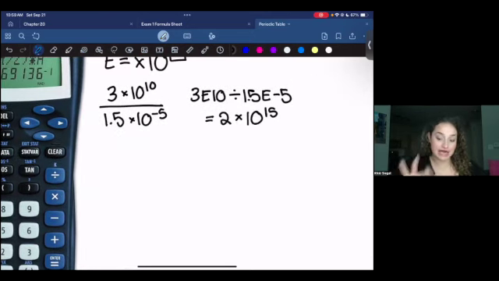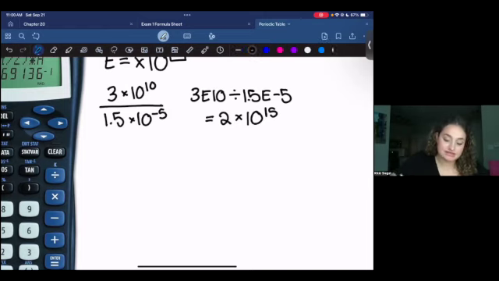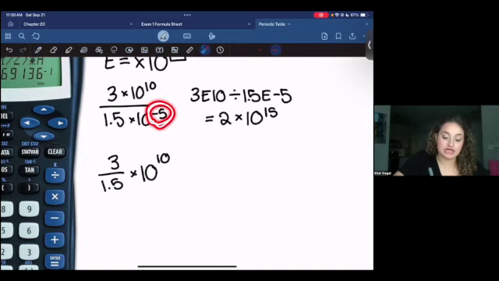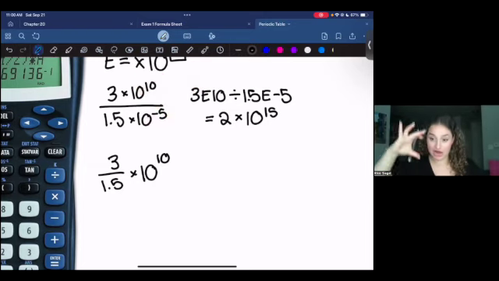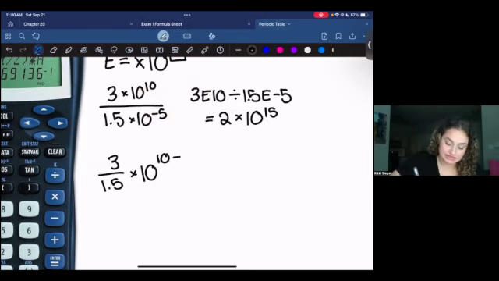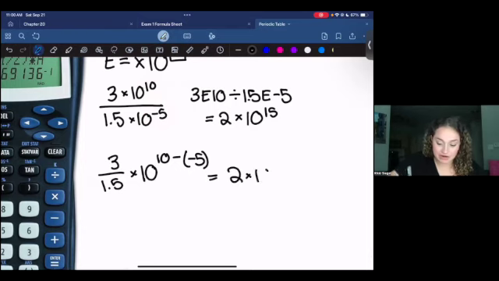If you are planning on taking the MCATs or the DATs, I highly recommend getting in the habit of doing this without a calculator, at least just the portion with your exponents. If I were to rewrite this, I could do 3 over 1.5 times 10 to the power of 10, and then whatever is in your denominator, you're going to subtract it. So 10 minus 5. That's how we are going to simplify our exponents in scientific notation. So this is going to be 10 minus negative 5, which is also 10 plus 5. 3 divided by 1.5 is 2, times 10 to the power of 10 plus 5 is 15.